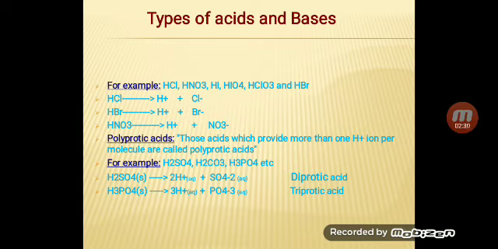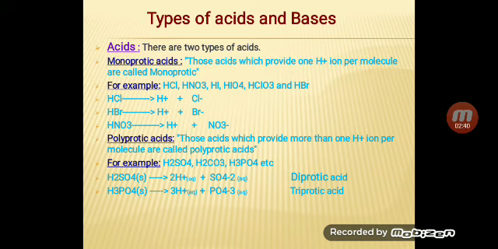Now, different types of acids and bases. There are two types of acids, for example, monoprotic acids and polyprotic acids. Monoprotic acids, as the name indicates, mono means one, protic means proton. Proton means hydrogen positive ion because a hydrogen atom contains one electron and one proton, having no neutron. So if that electron is removed by some amount of energy, only the proton is left. That's why the hydrogen positive ion is known as proton. So those acids which provide one proton per molecule are called monoprotic acids.